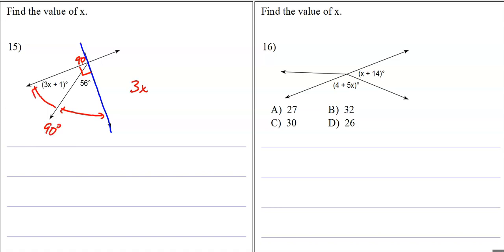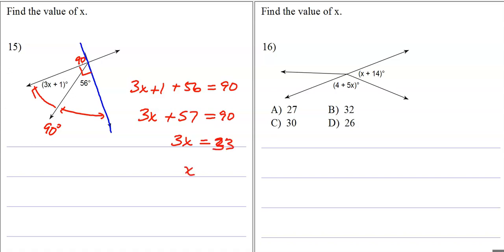So we set up an equation. 3x plus 1 added to 56 has to equal 90. Combine some like terms. 3x plus 57 is 90. Minus 57 from both sides. And I get 33. And divide both sides by 3. And we get x equals 11. And that's what we want. Find the value of x. Question's over.